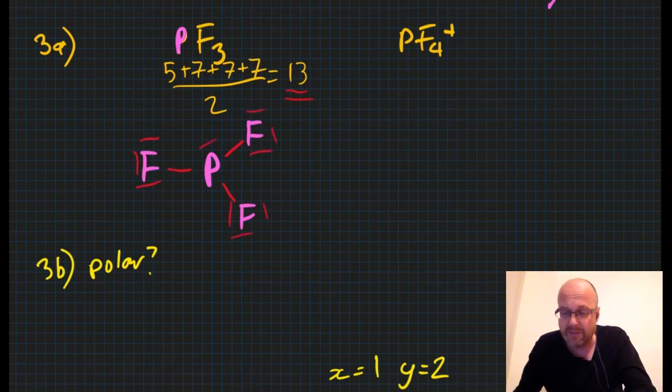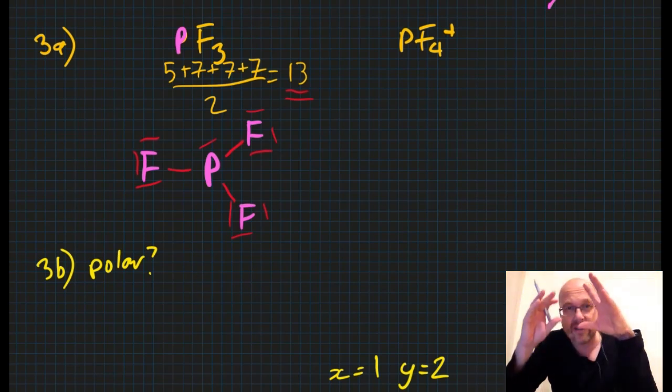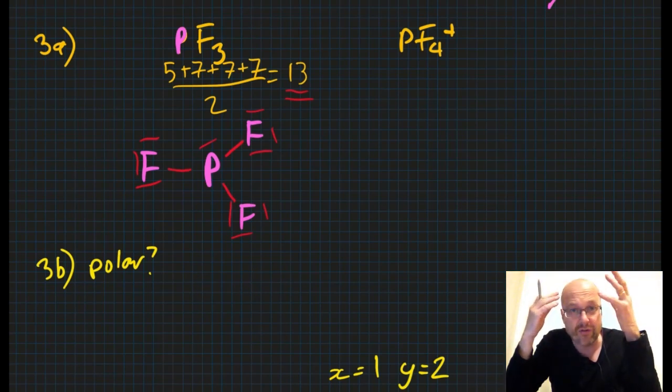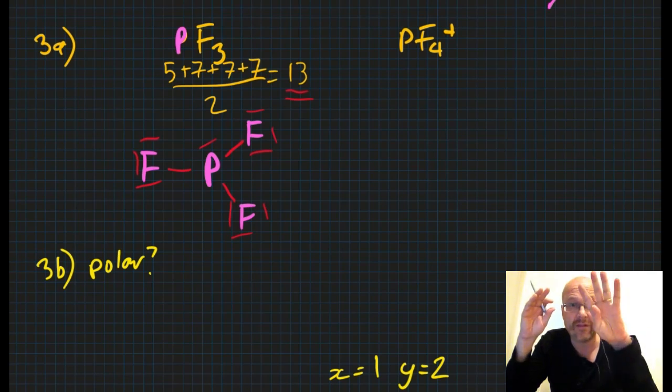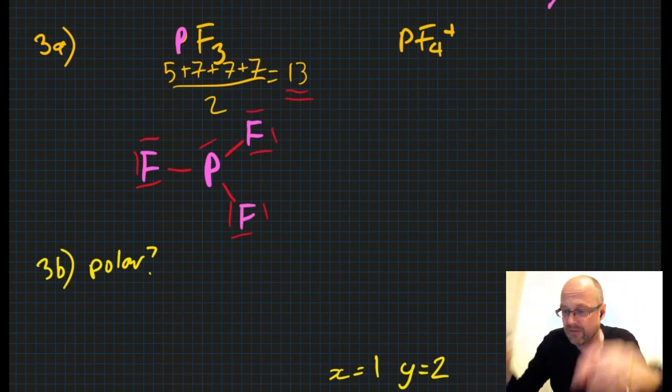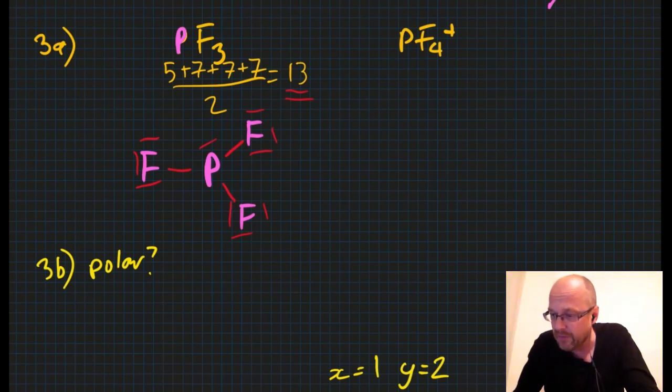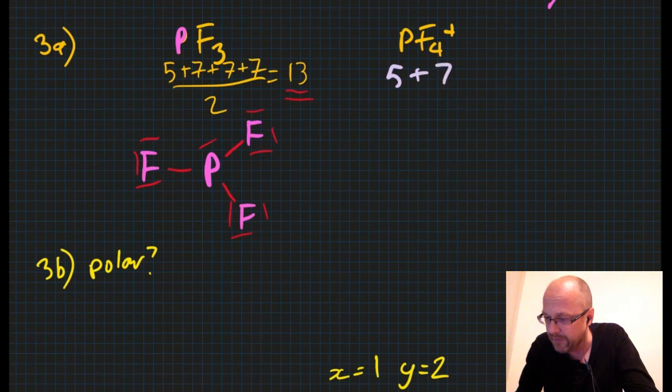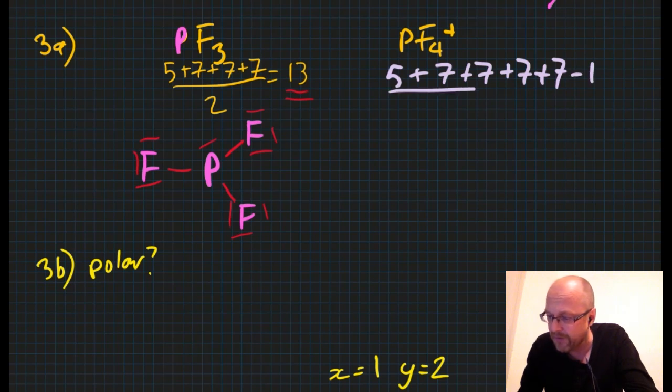Now you're looking for stable octets. There should be 8 electrons around the phosphorus and the fluorine. Of course, that means 4 lines, because each line is a pair of electrons. And for the next one, PF4+, I've got 5 plus 7 plus 7 plus 7 plus 7. Take away 1, because I've lost an electron. Divide that by 2. That's going to be 11 lines.